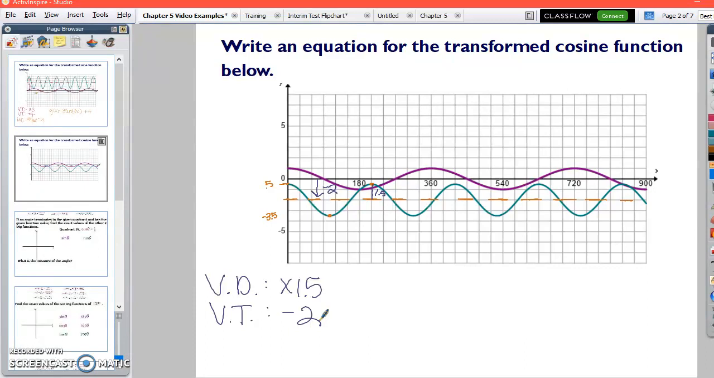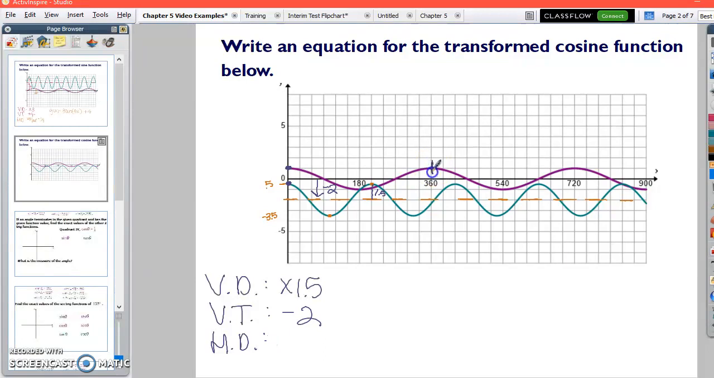The last thing that we noticed is something happened horizontally, because we can see a lot more waves than the original purple parent function here. I can tell that this wasn't a shift because this maximum point that hits the y-axis is still on the y-axis. That tells me that it changed the size horizontally, so I'm looking for a horizontal dilation.